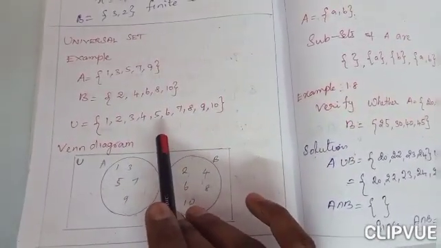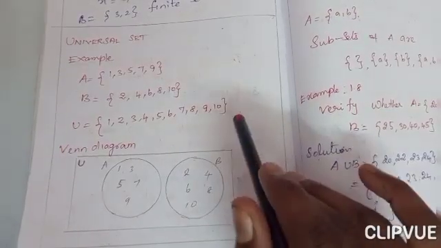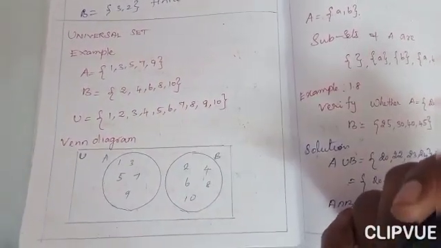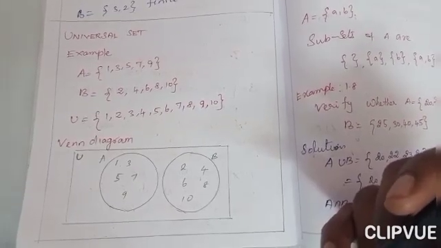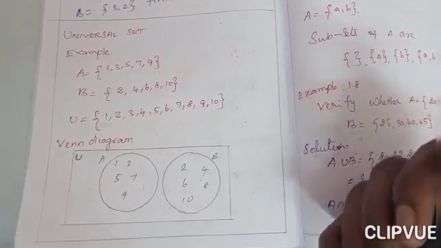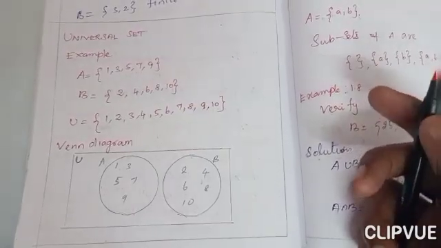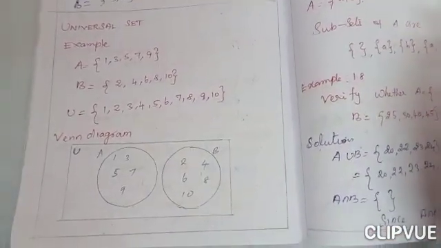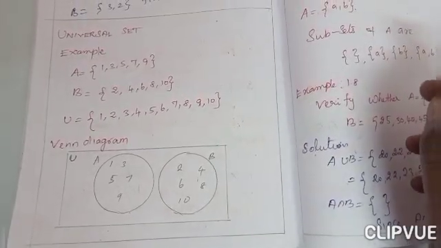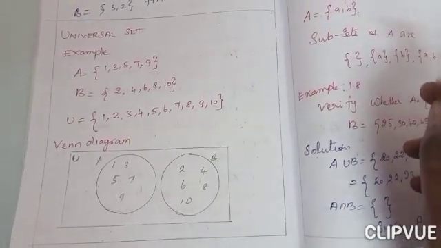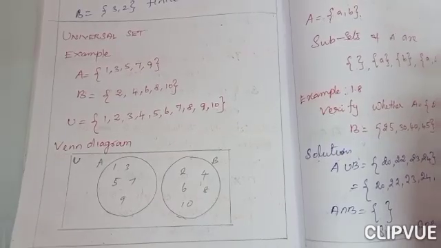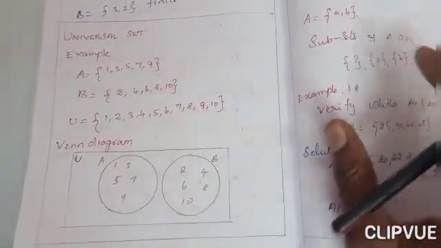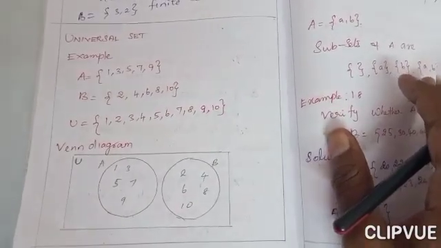For example, in one set we take the vowels of the English alphabet, that is A, E, I, O, U. In another set we take the consonants. We leave the vowels, and the remaining 21 letters we take as consonants. In the universal set case, we join all the alphabets in English, that means A to Z. This is a very simple way of understanding the universal set.